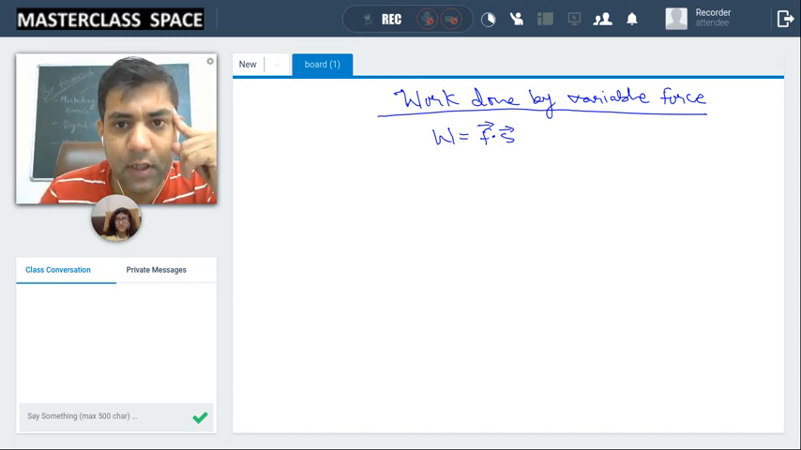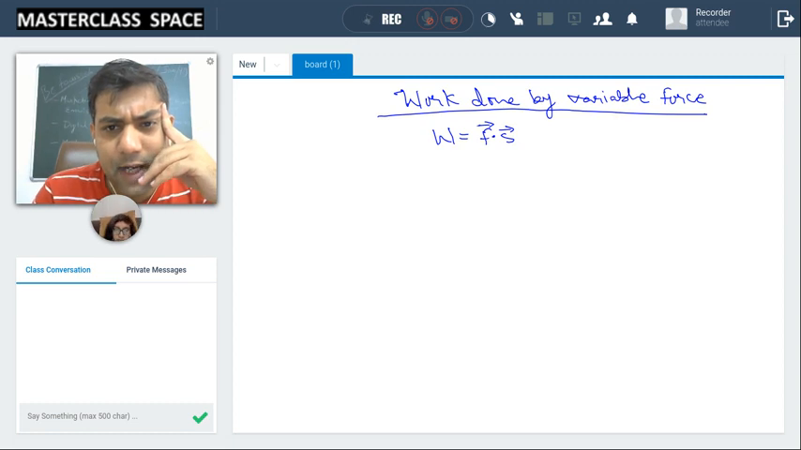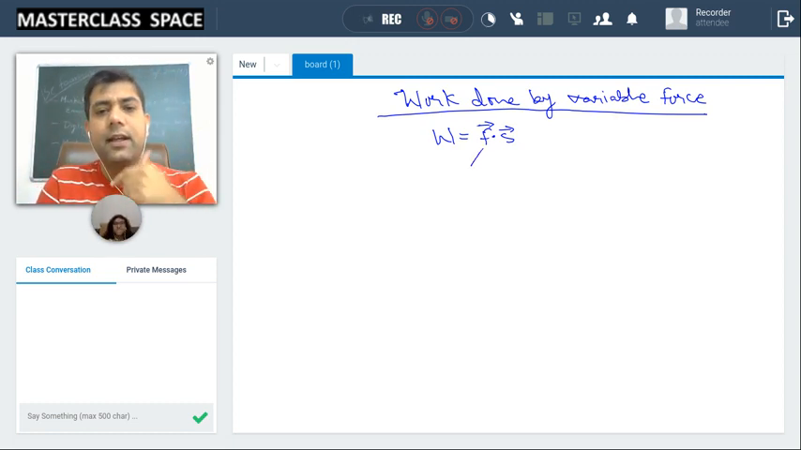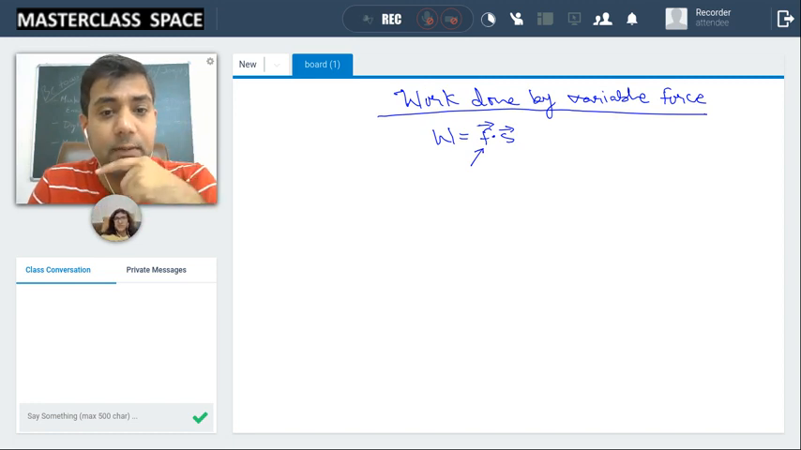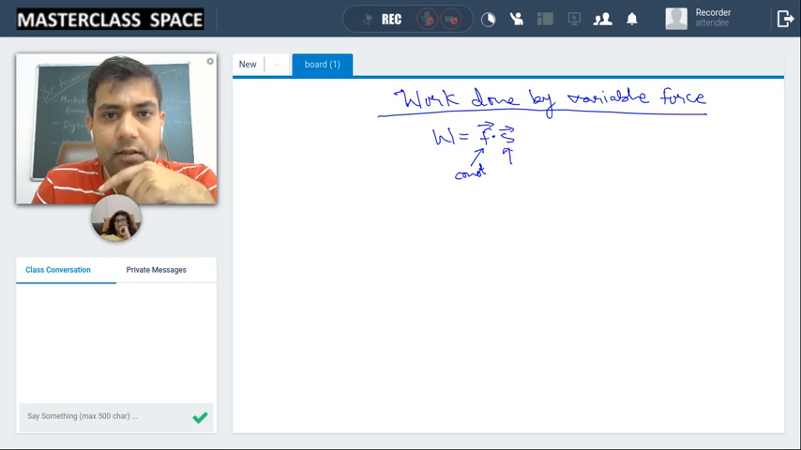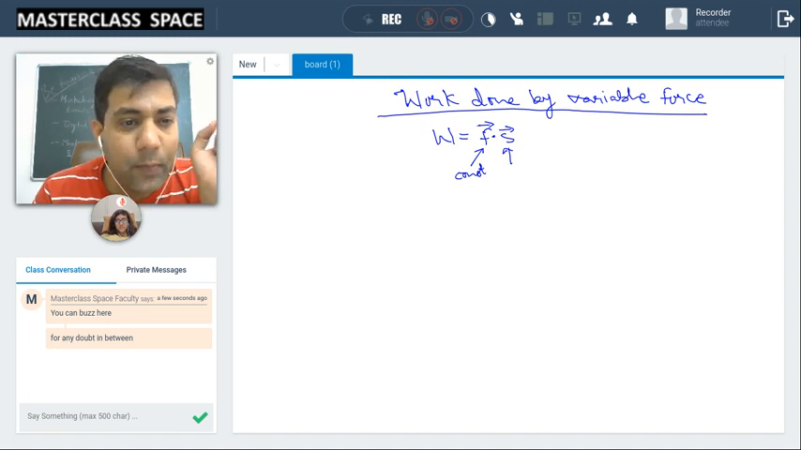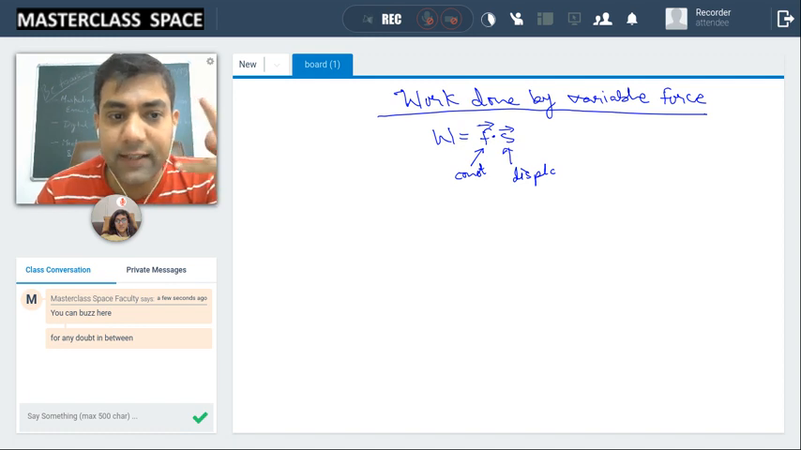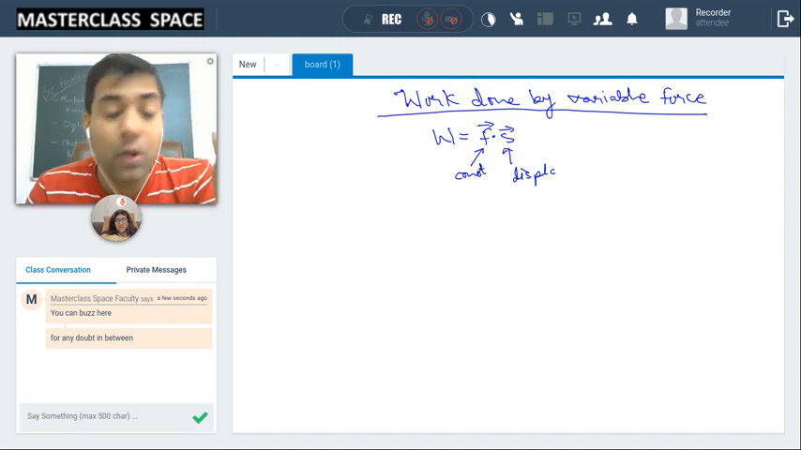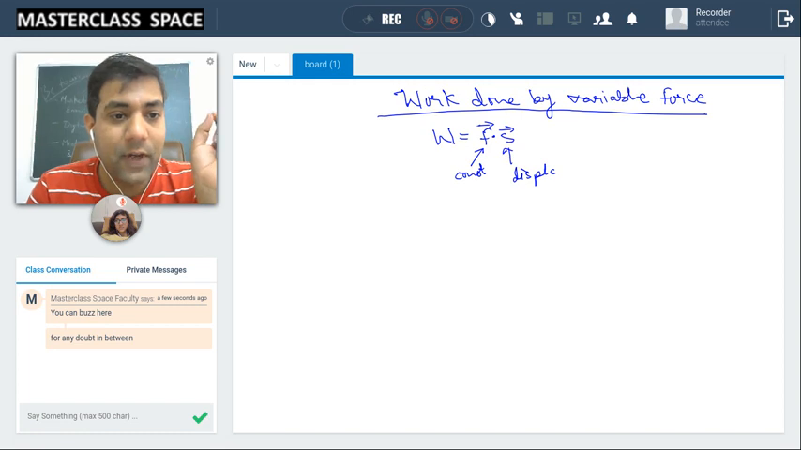The concept I told you is that F is a constant force here. So work done is F dot S, where F is constant and S is the displacement for which this constant force is acting. If the force is increasing, we cannot take the force, and then you do not know what force to take. So you have to take one element.